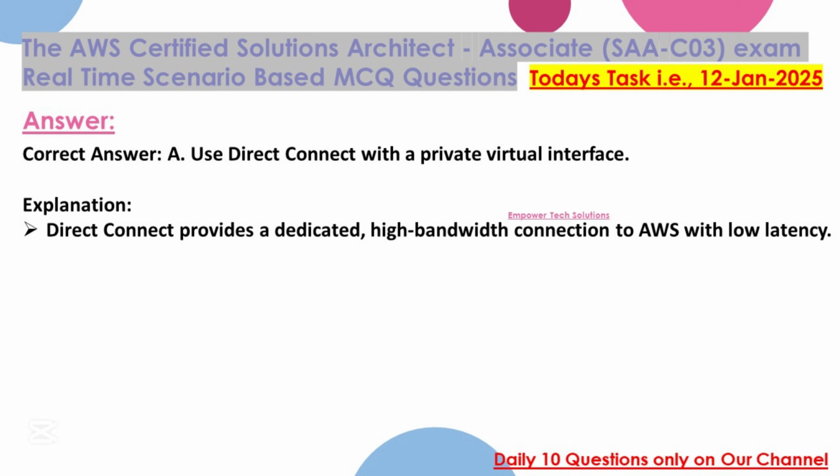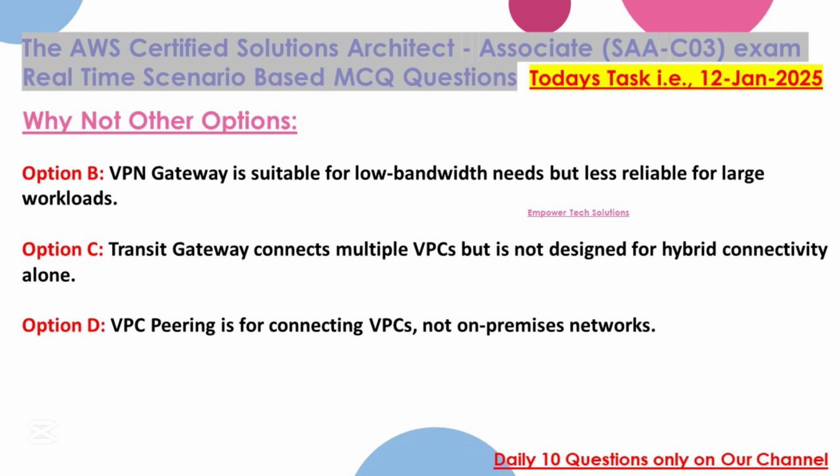Correct answer, A. Use Direct Connect with a private virtual interface. Explanation: Direct Connect provides a dedicated, high-bandwidth connection to AWS with low latency. Why not other options? Option B. VPN gateway is suitable for low bandwidth needs, but less reliable for large workloads. Option C. Transit Gateway connects multiple VPCs, but is not designed for hybrid connectivity alone. Option D. VPC peering is for connecting VPCs, not on-premises networks.